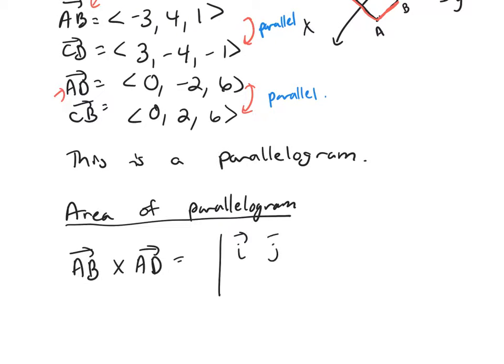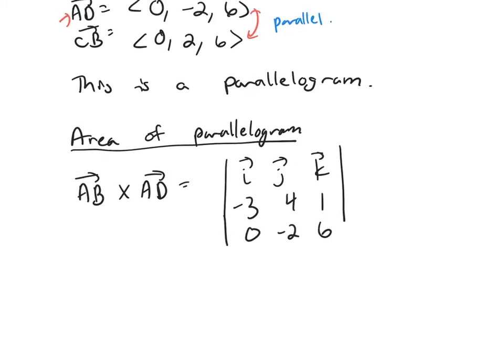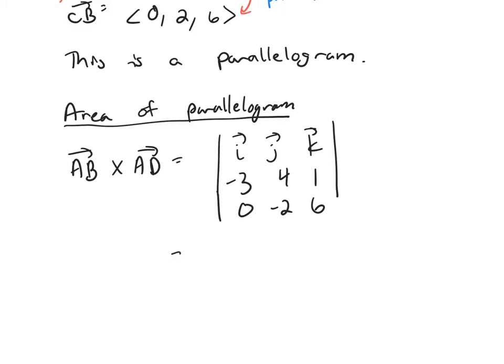So I, J, and K, and then put in my vector AB, which was -3, 4, 1. And my vector AD was 0, -2, 6. And you're going to compute this cross product. We've computed several cross products, so I'm going to skip over the computation. This is 26I plus 18J plus 6K.